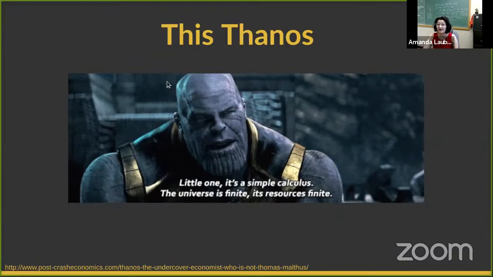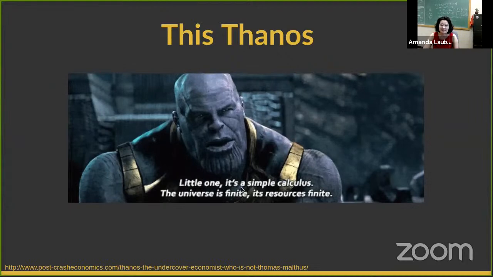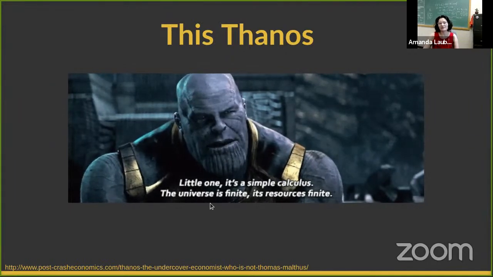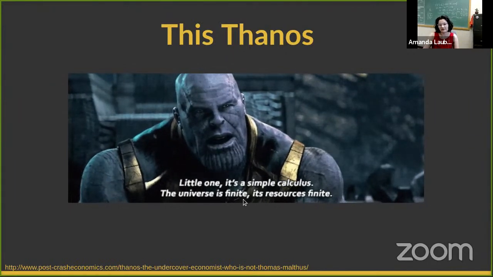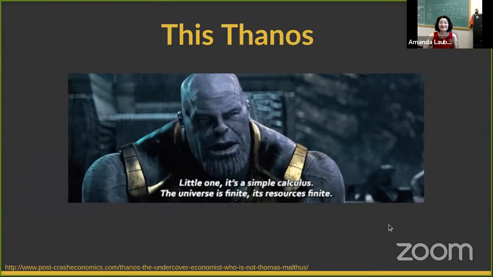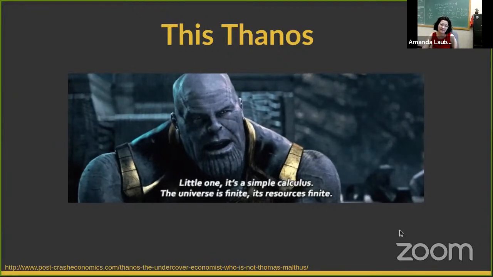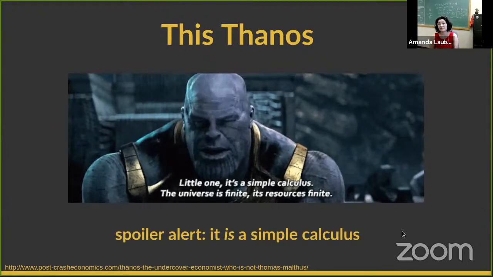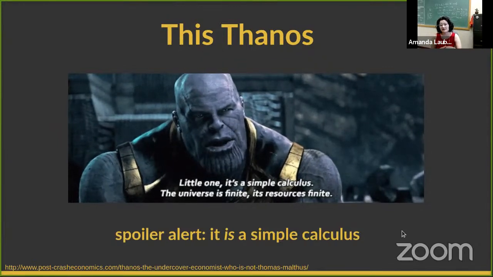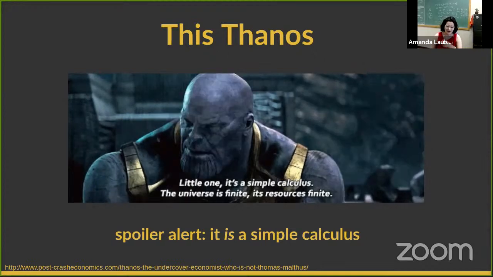But in the movies, we have this Thanos. When he's describing what he's going to do next, he calls it a simple calculus, and he says that the problem is the finiteness of the resources in the universe. Resources, calculus, that is exactly in my area of expertise, and that's why this is the Thanos we're talking about. I'm just going to give you a spoiler for the end of this presentation. What Thanos does is actually a very simple calculus. It's just that he did that calculus wrong.